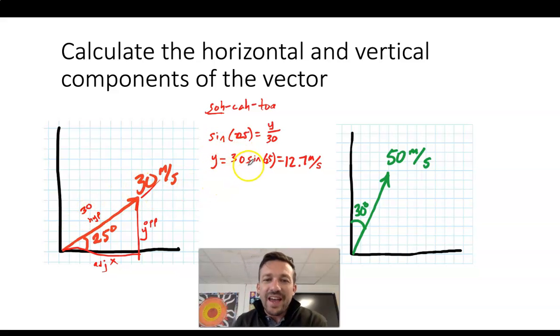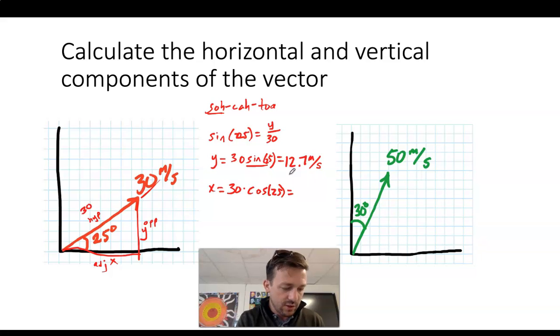That was how you calculate the vertical. Now, you can use that SOHCAHTOA method to calculate anything, but I would hope that you remember: sine calculates verticals, and in order to calculate horizontals, it's cosine. So it's 30 times cosine of 25, which I'll do real quick, and that comes out to 27.2.